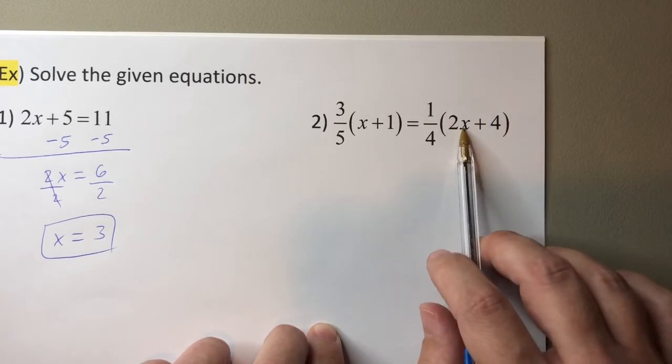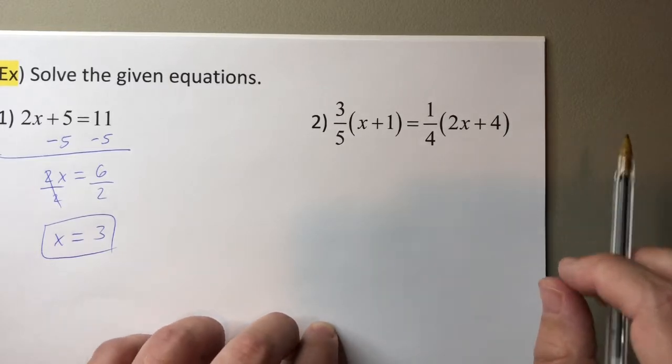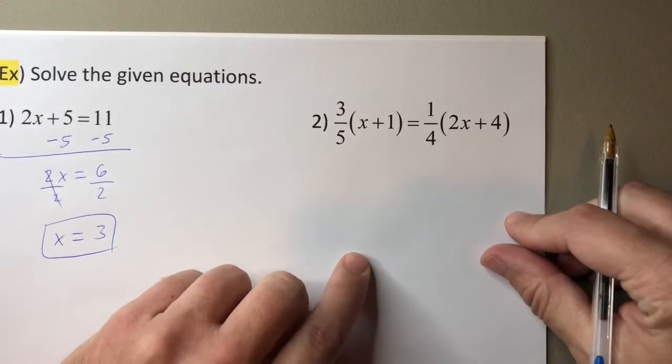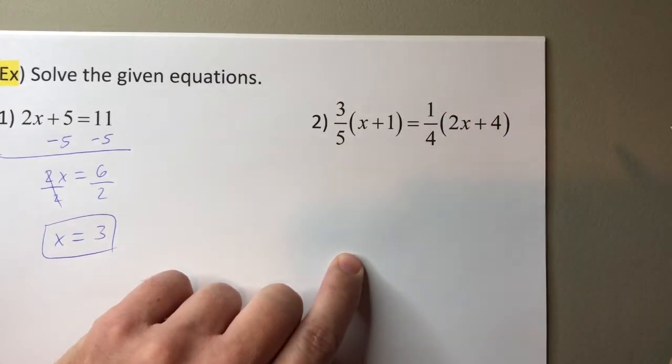1/4 times 2x would be 1/2 x. And then 1/4 times 4 would be 1. And then you can go on from there to solve for x. But what I'm going to do is go ahead and show you how to get rid of these fractions in case you do not like fractions.